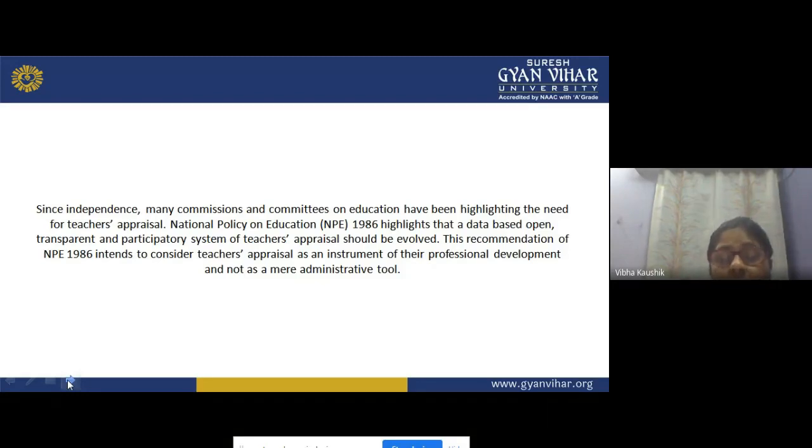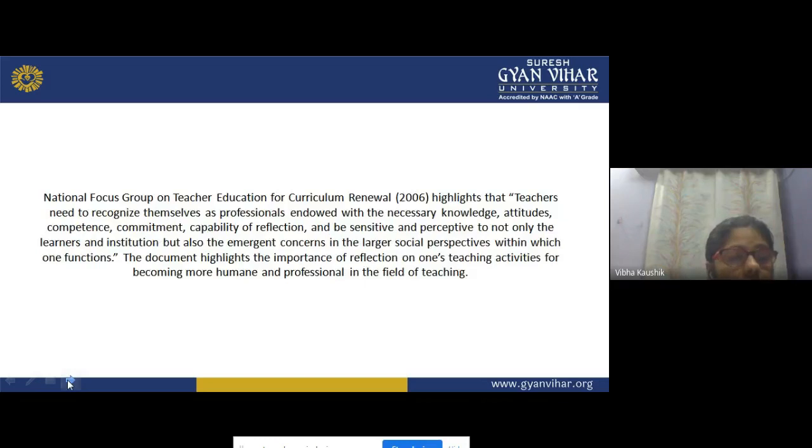The self-appraisal of the teacher will work as a professional tool. It will help them to develop their professionalism, how to grow professionally, how to develop their professional life. But it cannot be a mere administrative tool. It means the administrator or the management cannot use the appraisal to remove the teacher from their job.